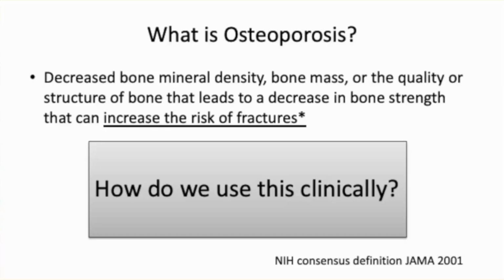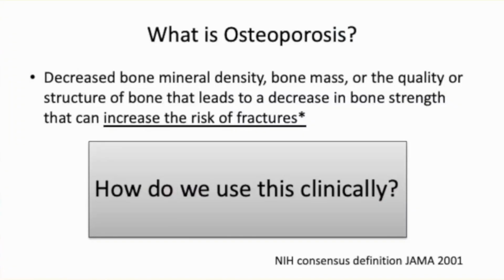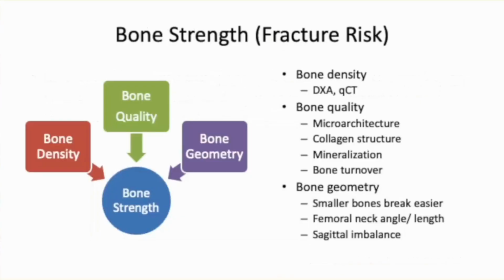Osteoporosis is defined by an NIH consensus definition as decreased bone density, bone mass, or the quality and structure of bone that leads to a decrease in bone strength that can increase the risk of fracture. And I think the emphasis here is increased risk of fracture. I think it's a great definition. However, it doesn't really provide any clinically useful metric for us to diagnose osteoporosis.